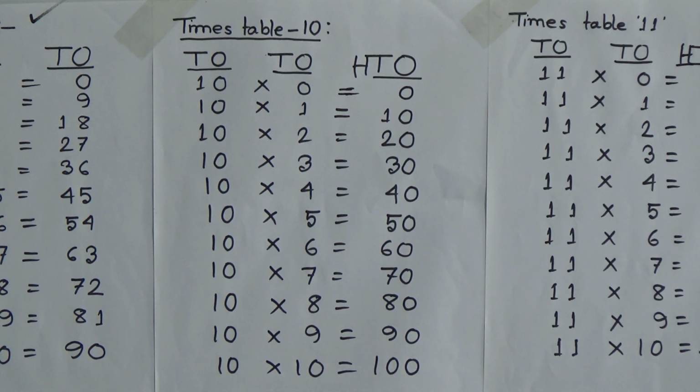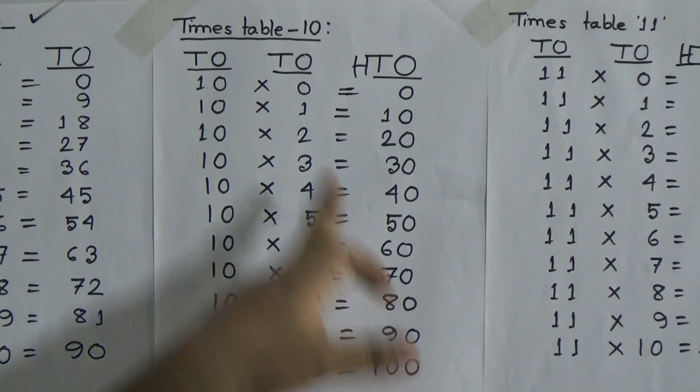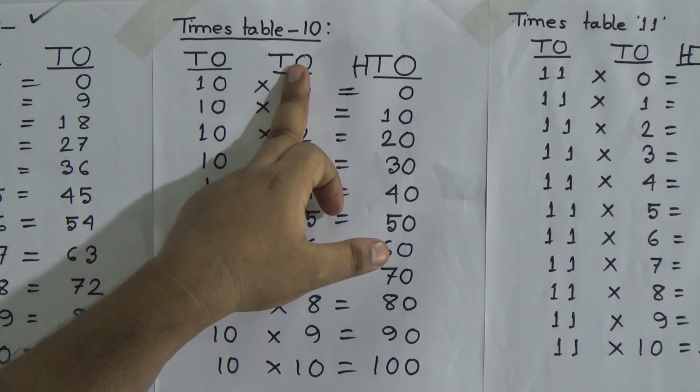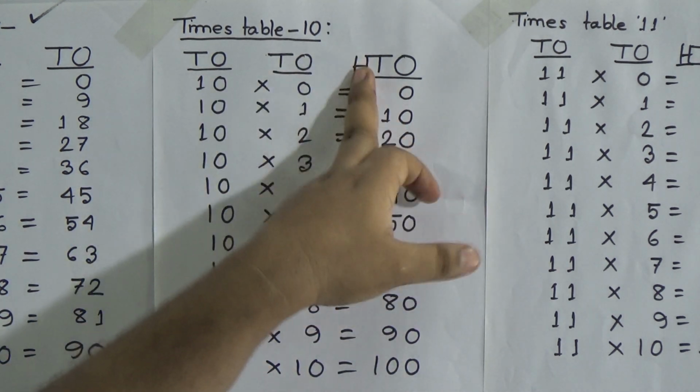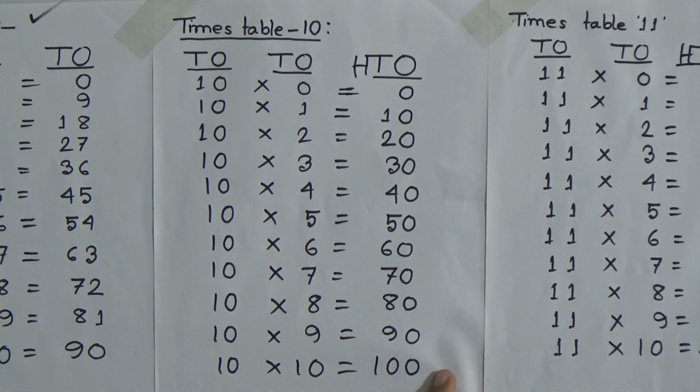My dear students, notice here 100 has come, that means it has 3 places. For these reasons, here we write TO, here we write TO, but here we write HTO. Why? Because it is 100. 0 is in ones place, 0 is in tens place, and 1 is in hundreds place. Now please read with me.